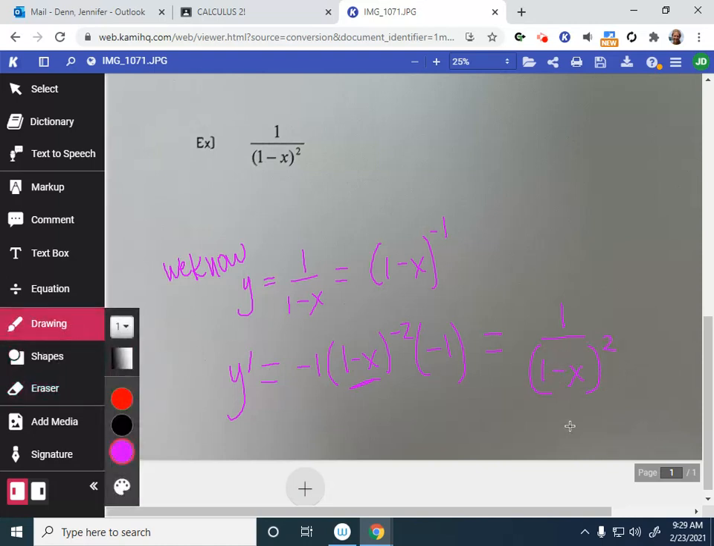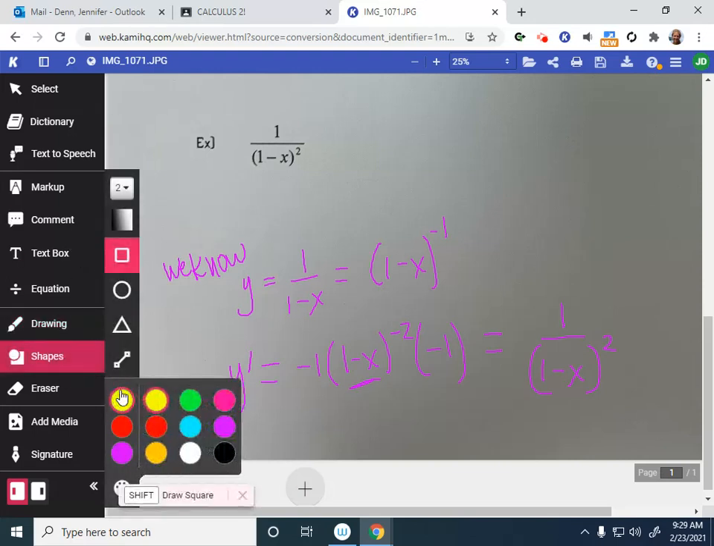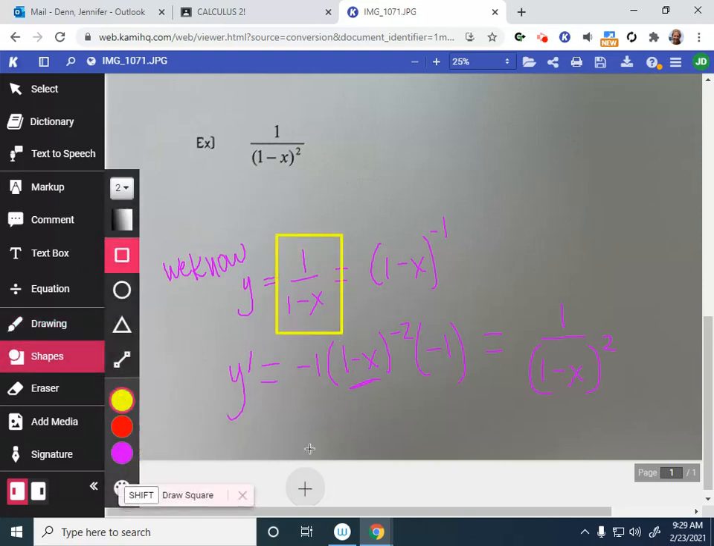Squared, which is what I'm looking at over here. So all of this work just showed me that if I start with 1 over 1 minus x, since I know the series for that, the derivative of that series is the one I'm going to be looking for.